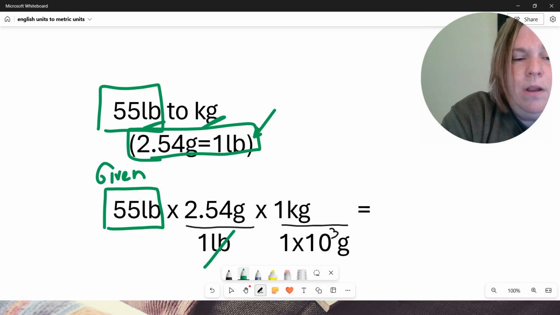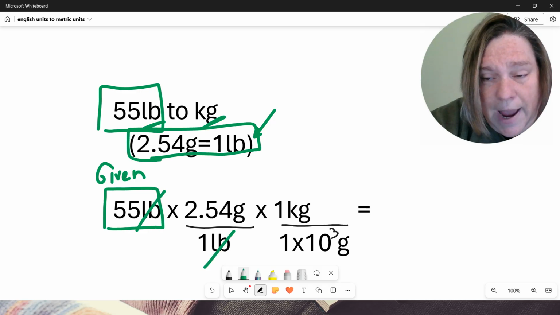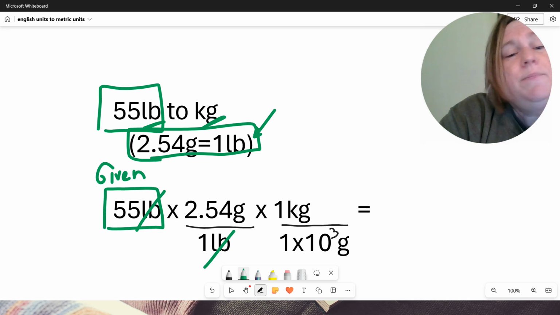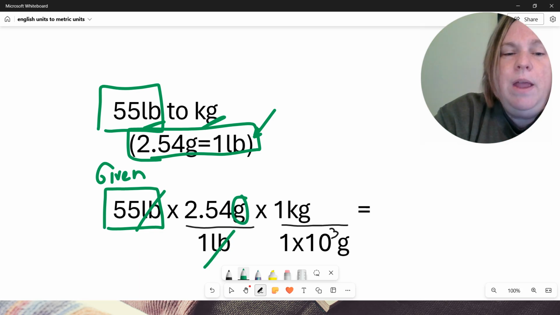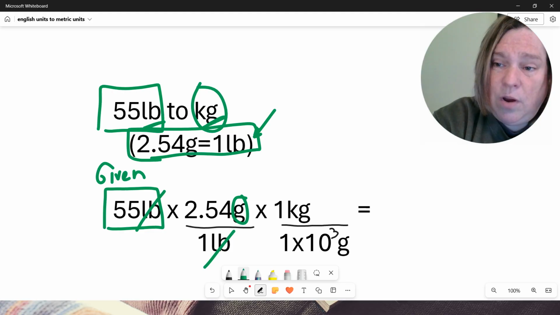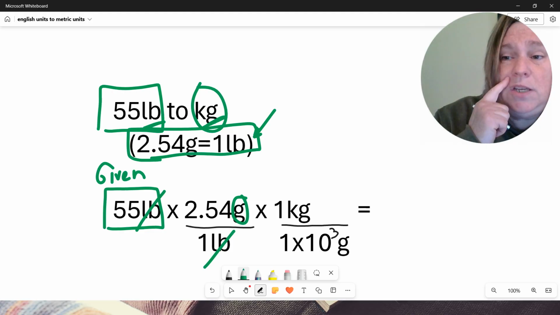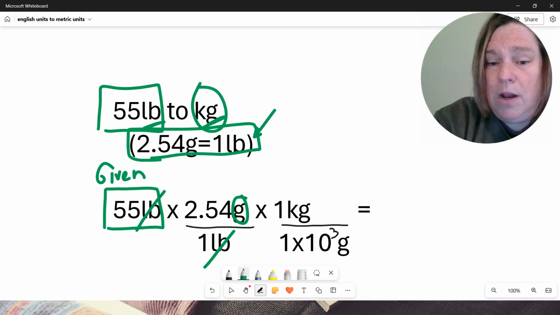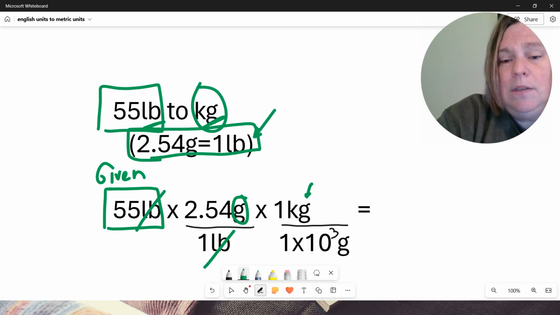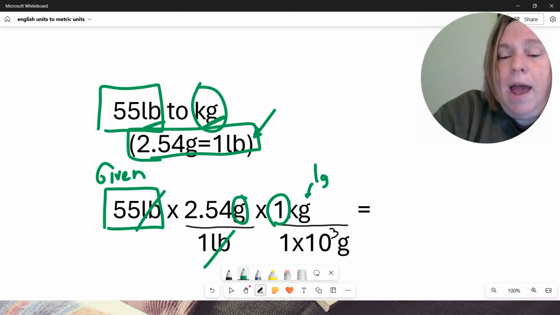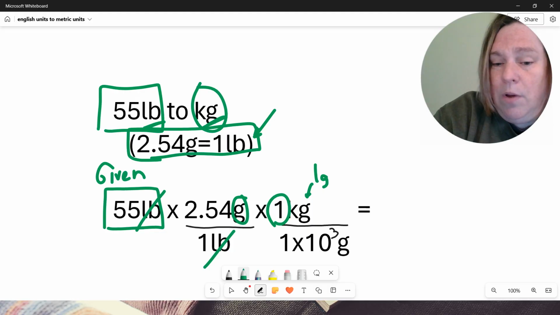And notice that pound and pound will divide out because they're on opposite signs. Now, I'm in the unit of gram, but the problem is asking for kilograms. So what is the relationship between a kilogram and a gram? Well, the kilogram is the larger unit, so notice I put a value of 1 there. How did I get 10 to the 3 grams?